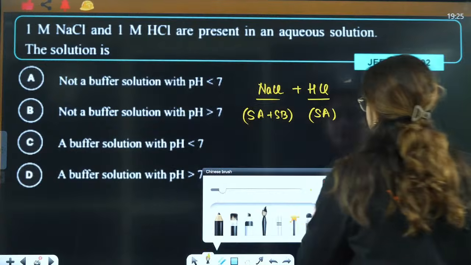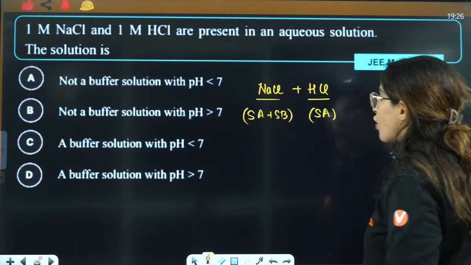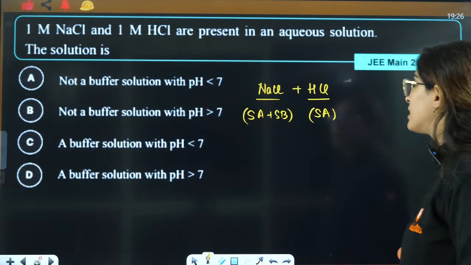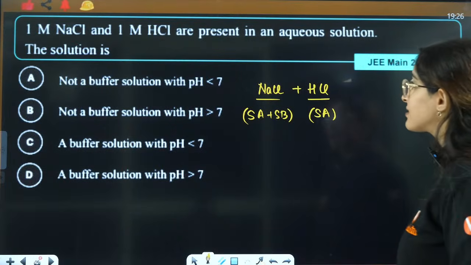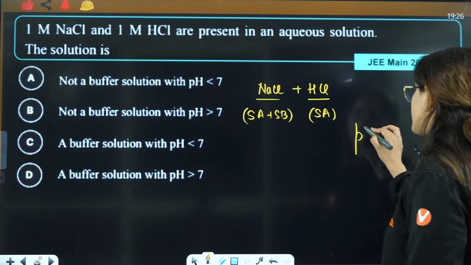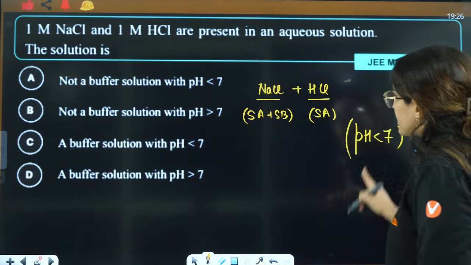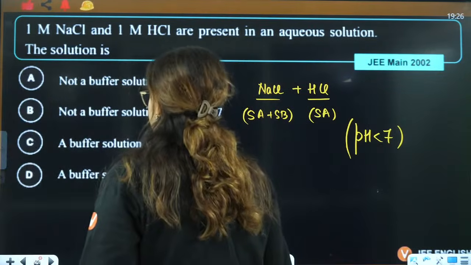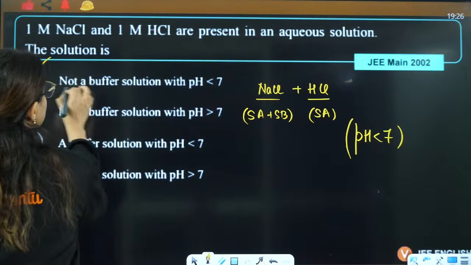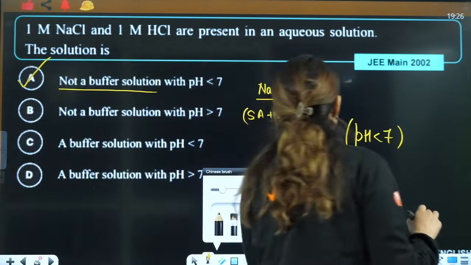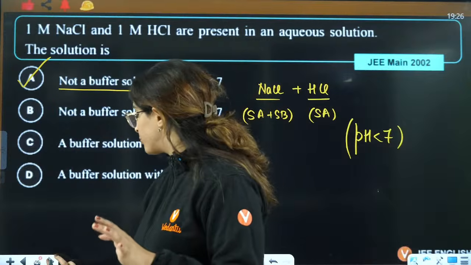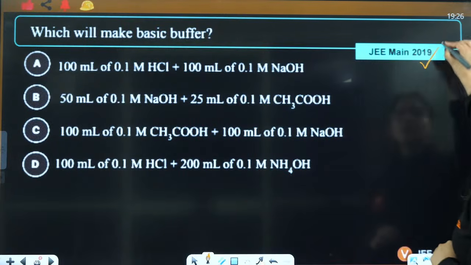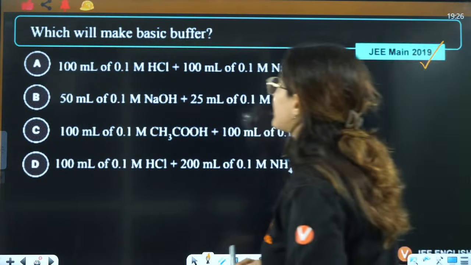Yes. This is a strong acid, and this is a salt of strong acid and strong base. So we can say that because of this strong acid, the pH is obviously less than 7. That hint I have given you. Now you just have to tell me whether this is a buffer case. Yes, it is not a buffer, right? Why is it not a buffer? The reason is that none of the conditions is being followed, so it is obviously not going to be a buffer here, right?